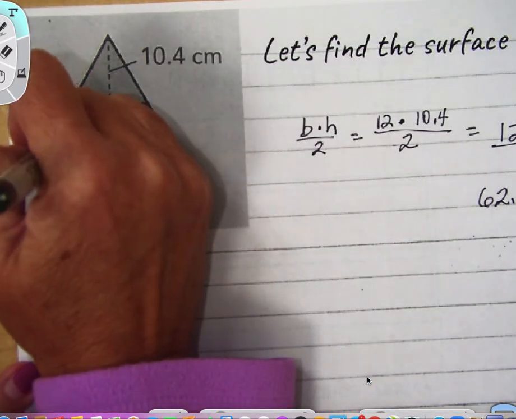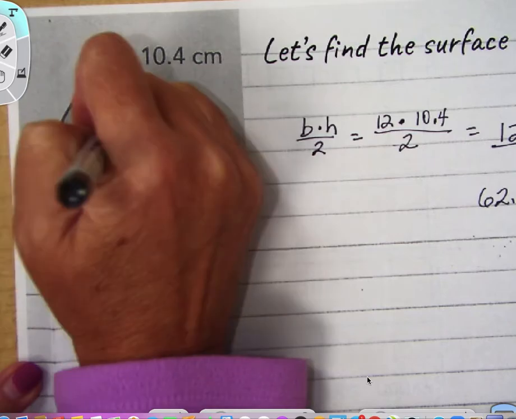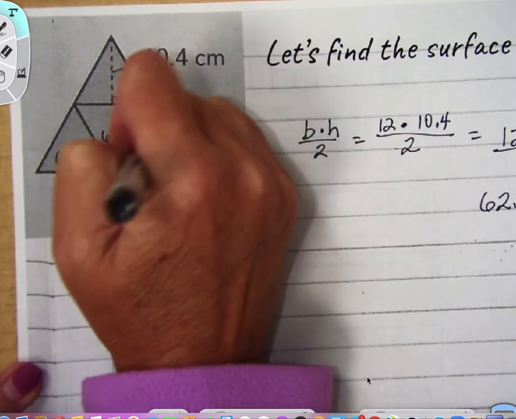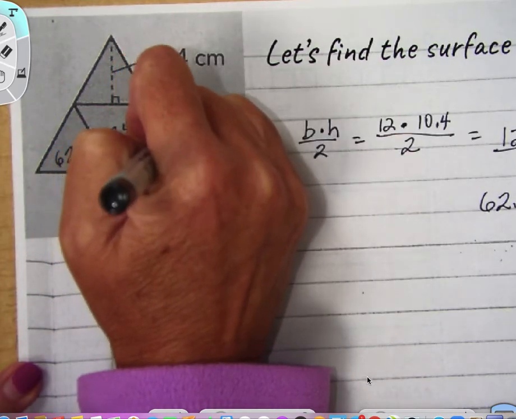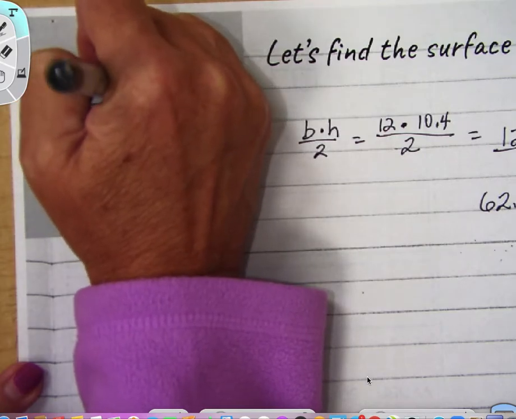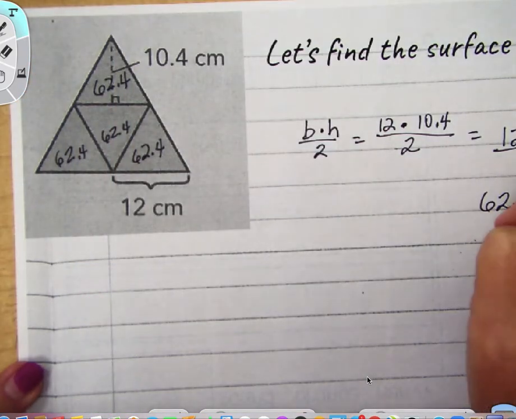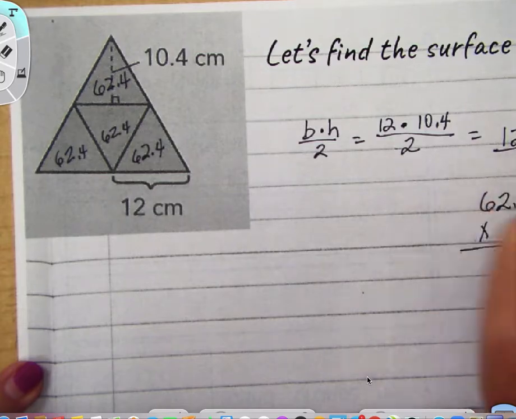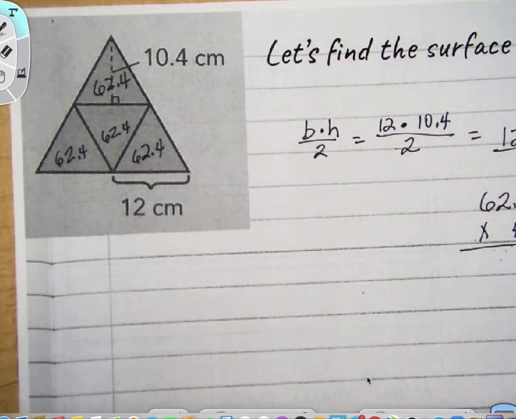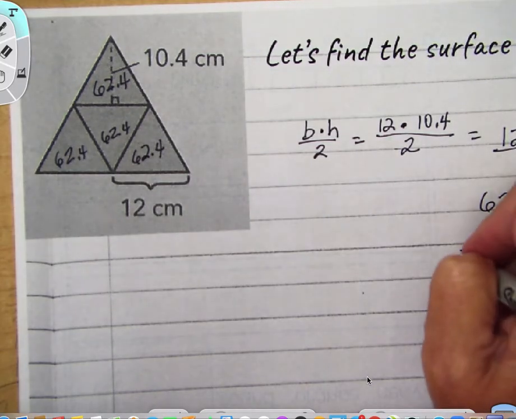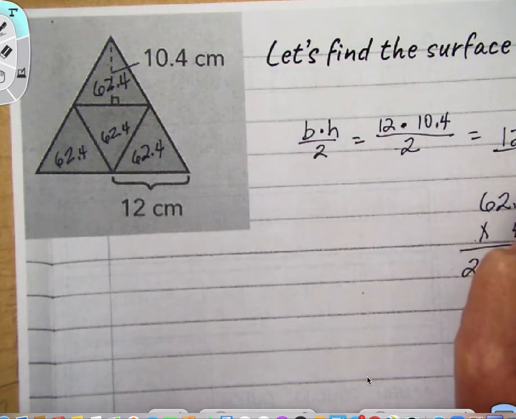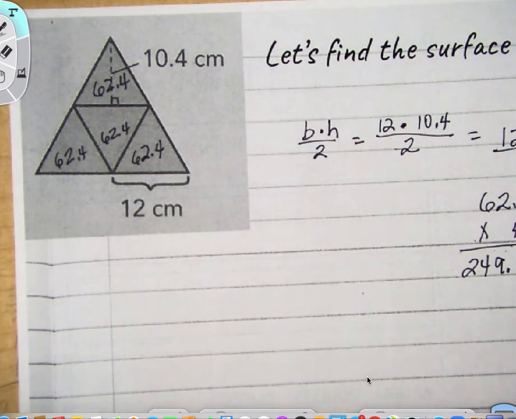So I can do a couple of things at this point. I can put 62.4 into each one of these and add them all up. Or I can say 62.4 times 4. And I get 249.6. That's my surface area.